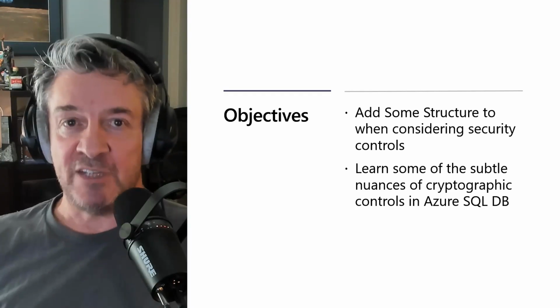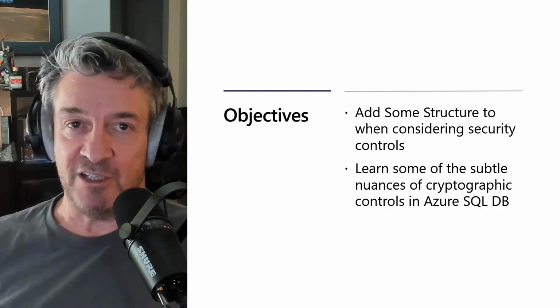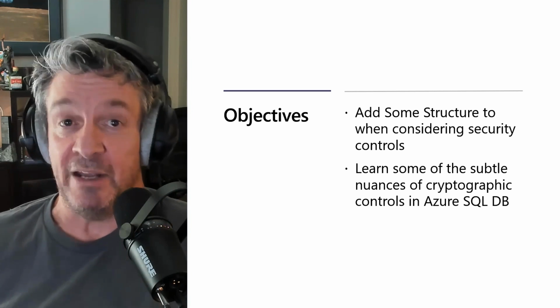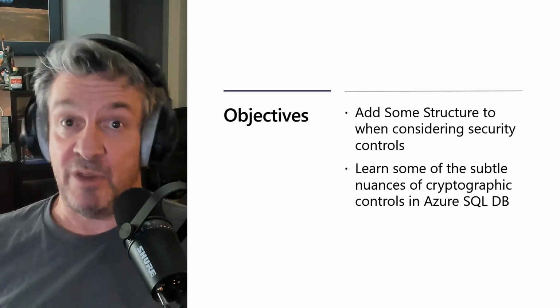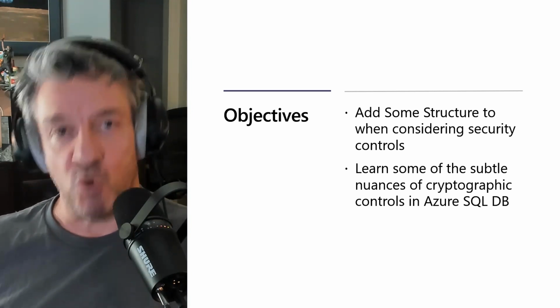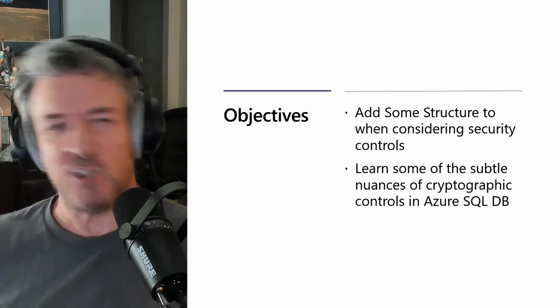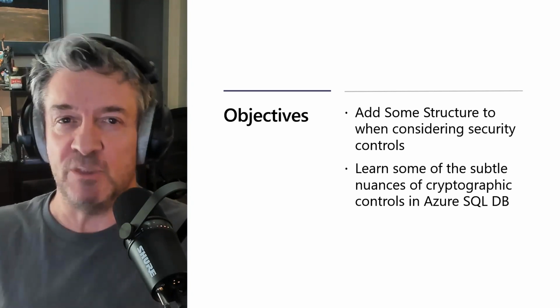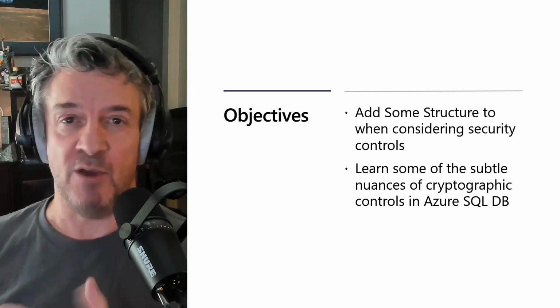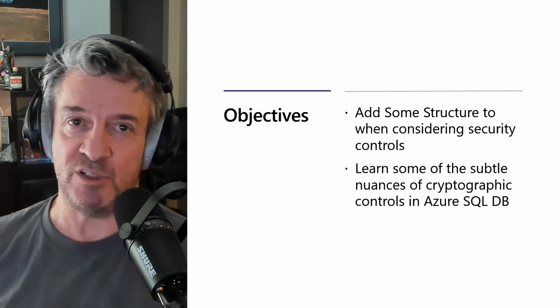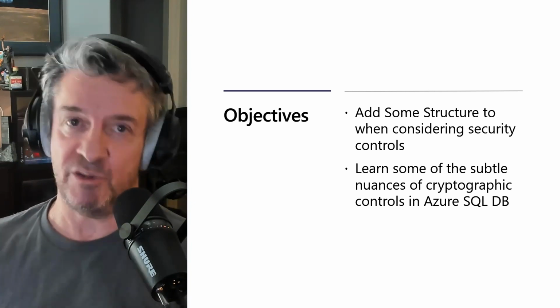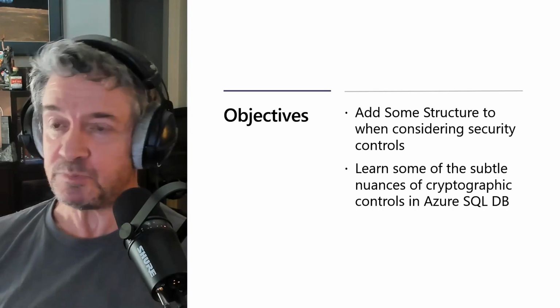So the core objectives here, I'm not going to do an agenda. I'm not big on agendas, just objectives. Like, what do you want to learn out of this thing? So the first one is I really want to think about some structure when you're talking about security controls. It's like, where do we use them and why do we use them and how do we think about them more from a structural perspective as opposed to picking a security technology, throwing it against the wall and seeing if it sticks.